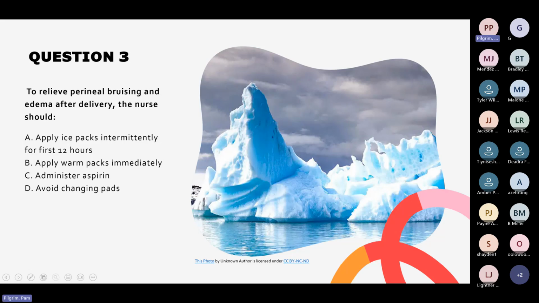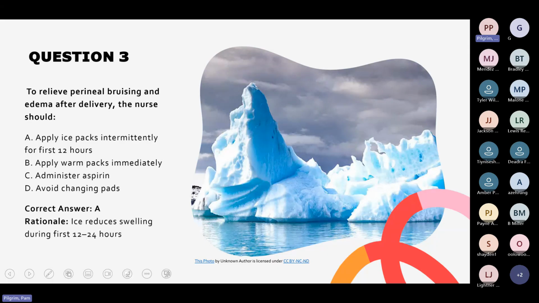So if you think through this, ice packs decrease swelling. You would never apply a warm pack to someplace that just had trauma because warmth increases bleeding. You wouldn't give aspirin either because that would increase bleeding. And you wouldn't leave her sit in pads unchanged. So the answer to this question is A, because ice reduces swelling in the first 12 to 24 hours.